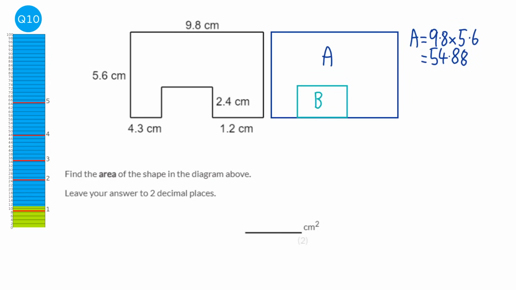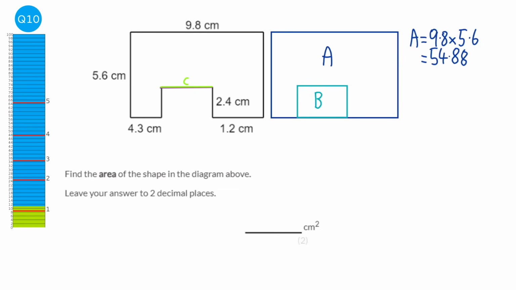We need to work out what the length of this bit here is. So in fact, let's just choose a different colour just so it shows up a bit more, this length here. So we're going to work out the length of this, and we'll call this C just to make things easier.